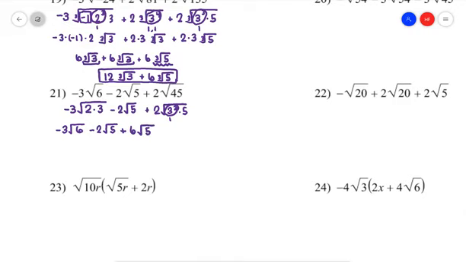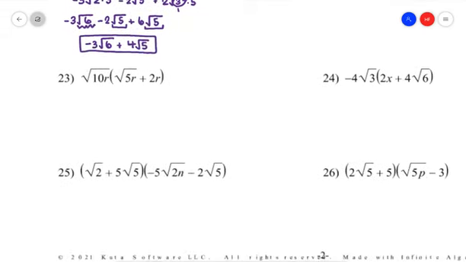And then we'll combine based on whatever's the same. So this square root of 5 is the same, but this square root of 6 is not. So we've got -3 square root of 6 plus 4 square root of 5. So we got that 4 as the coefficient from 6 minus 2, or -2 plus 6.